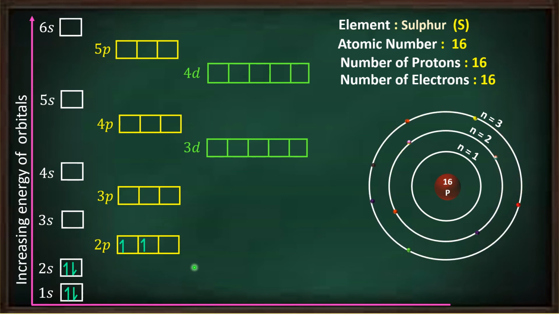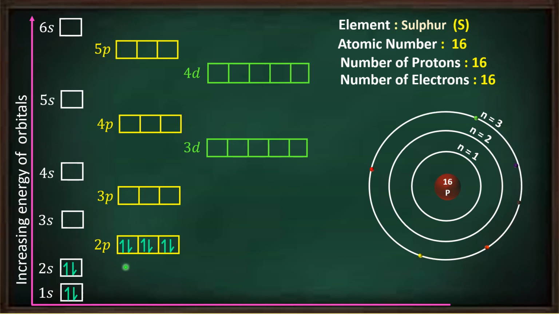Next, the seventh electron enters into the other empty 2p orbital. The eighth electron pairs up with this electron. The ninth electron will pair up with this electron, and the 10th electron will pair up with this electron. So totally 10 electrons have been filled. Still 6 electrons are there in the third orbit. We have to fill them.